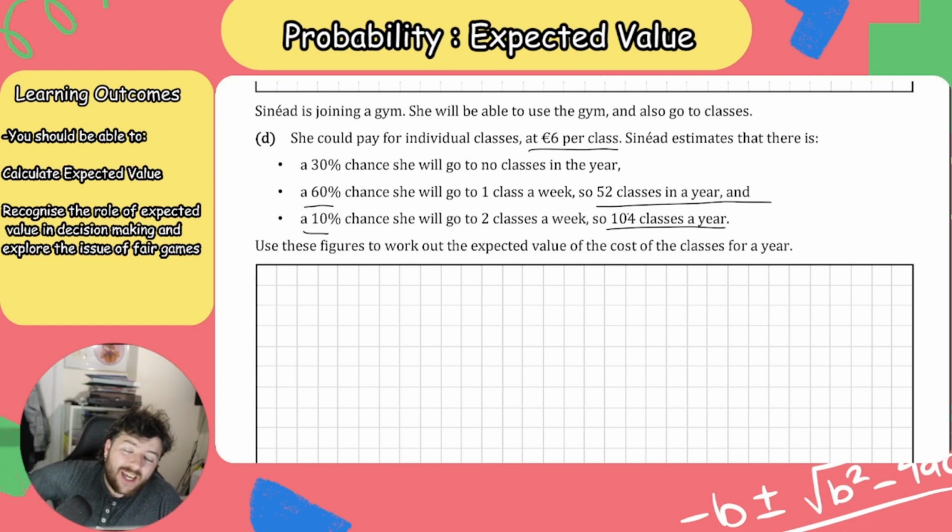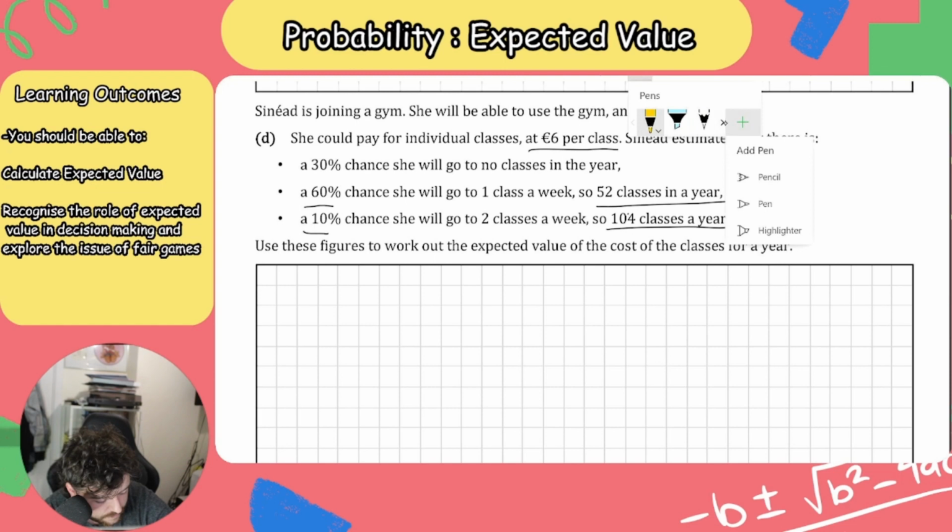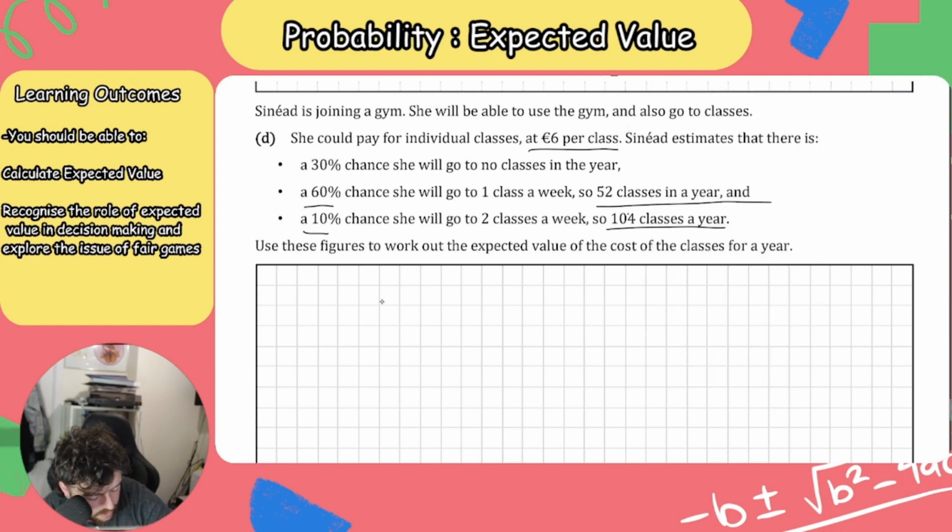So she is paying €6 per class, right? And she's doing the probabilities in her head. And she wants to find out, okay, how much am I going to expect to pay? So she has a 30% chance of no classes. So let's do out my table. Do my box.